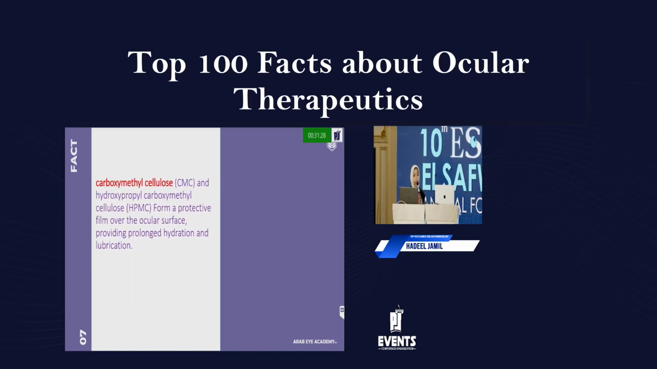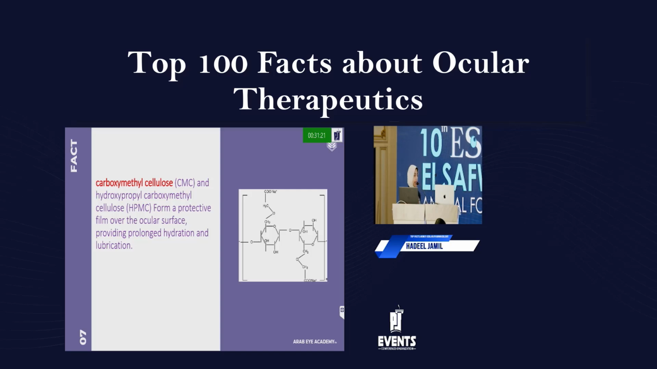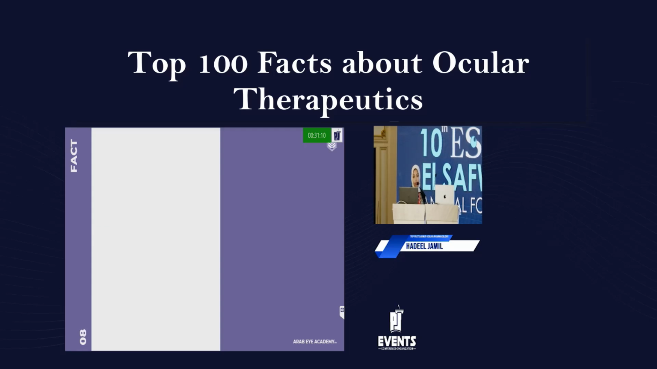Carboxymethylcellulose and HPMC form a protective film over the ocular surface, providing prolonged hydration and lubrication. As we can see, there is a negatively charged carboxyl end. This will be attached to the positively charged epithelial cell of the cornea, maintaining the retention.